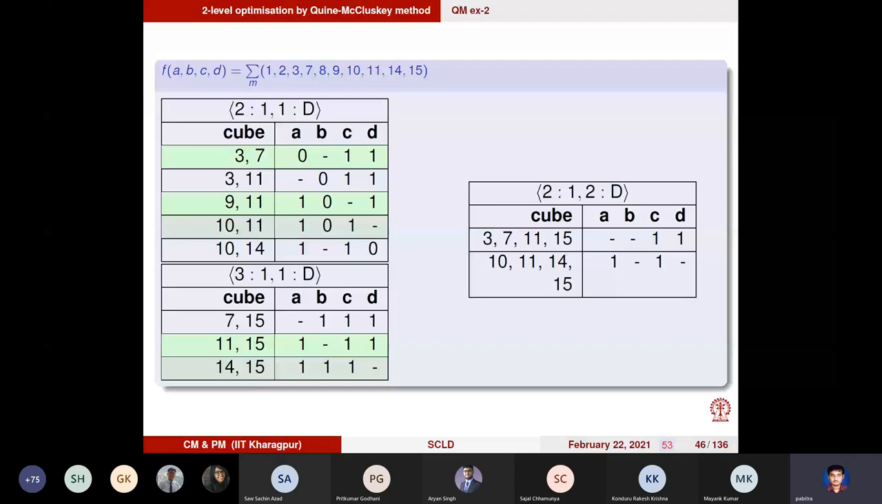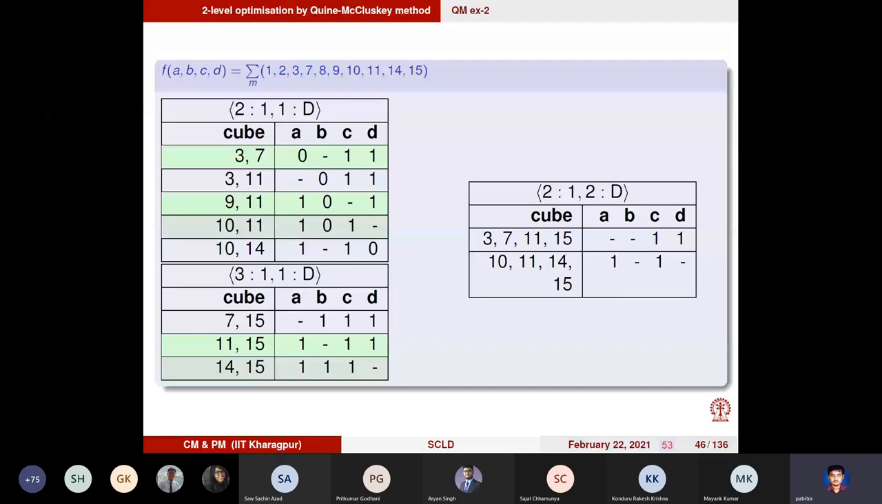I have 5 essential prime implicants. I have kept them, so they are there, and that covers everything else. So I need not include any other prime implicant besides these 5 essential prime implicants. Let us quickly go through another example which explains one aspect.